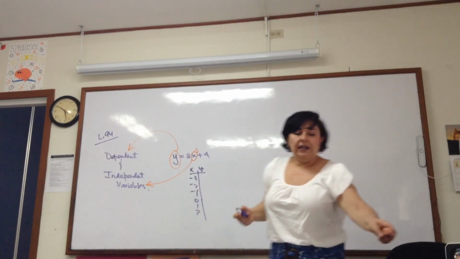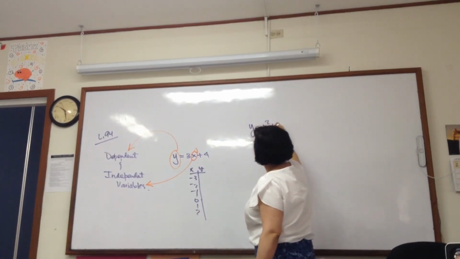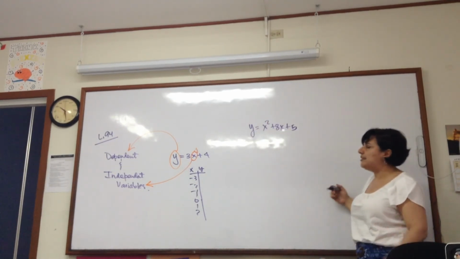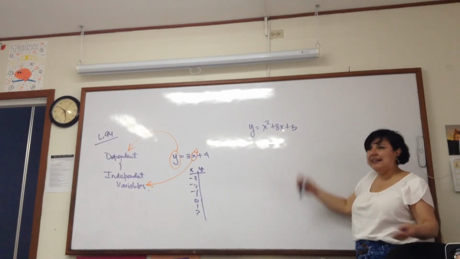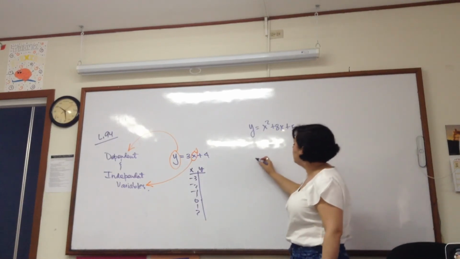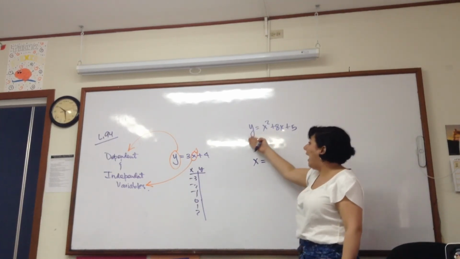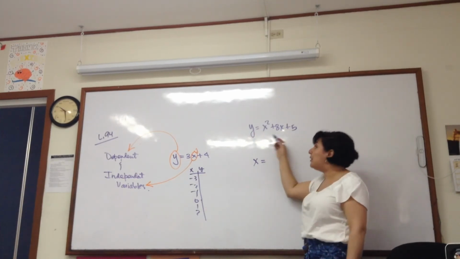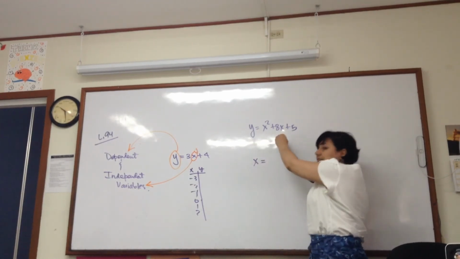Now, let's say that you have something like this. Which one's the dependent and which one's the independent? X is independent. Now, what if I do this? Y is the dependent, because you put the X's in to get the Y. Y depends on this.